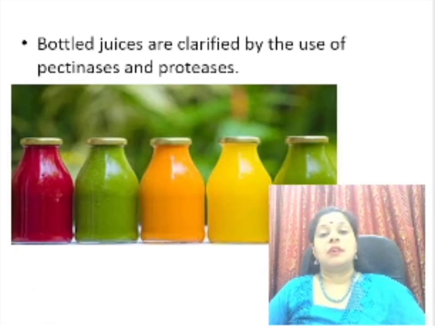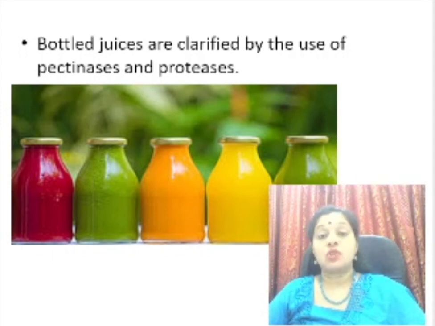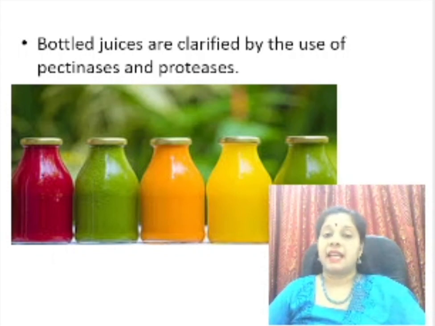And coming to bottled juices. Bottled juices are more clear than the juice that we make at home, because they use certain enzymes to clarify the juices. Which are the enzymes? Pectinases, which will digest the pectin, and proteases. As a result, bottled juices are clarified.